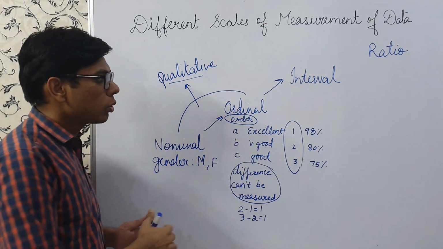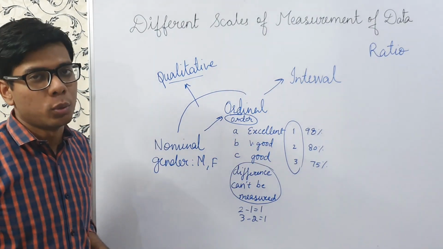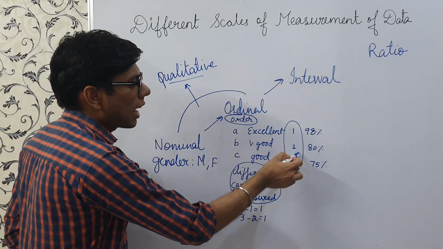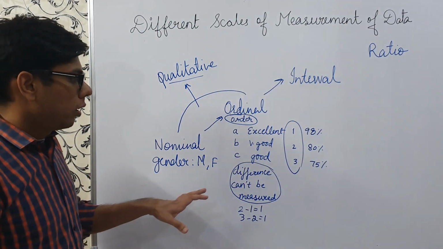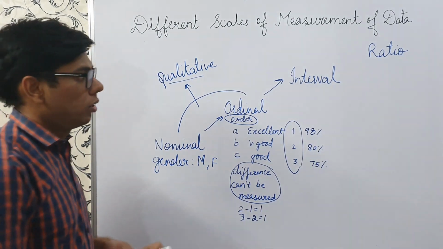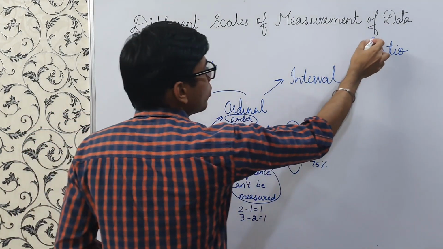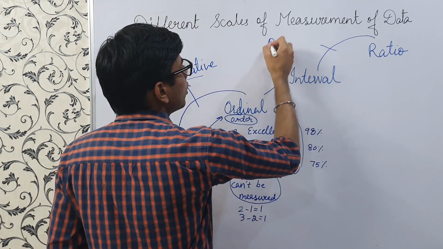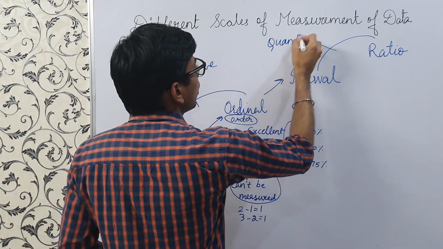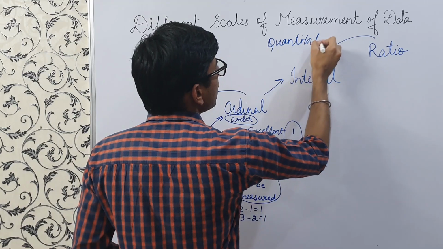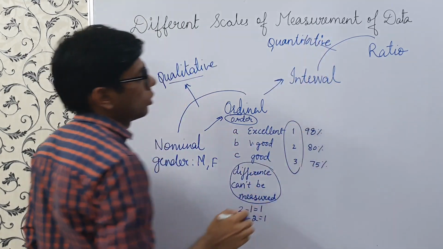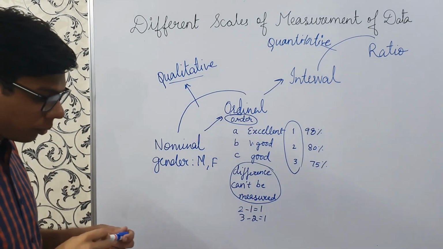Here it's excellent, very good. So this doesn't take a numerical value. Though if we assign a ranking, here the differences cannot be measured. So it's a ranking that we are giving to a category. But these two variables are quantitative, meaning that these take values between them.